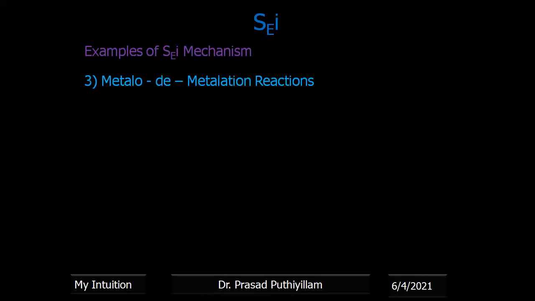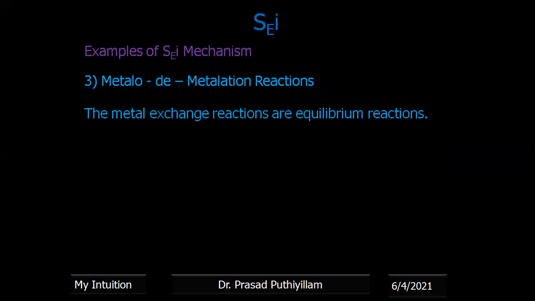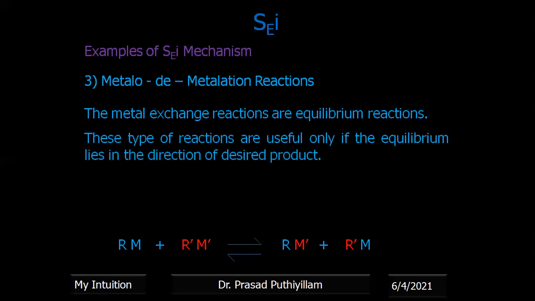The third one is the metallo-demethylation reaction. These are metal exchange reactions in equilibrium. For example, an alkyl group connected to a metal, R M, in the presence of another alkyl group connected to another metal, that is R' M', is represented. It is in equilibrium, therefore I drew the equilibrium arrowhead there. So exchange takes place: the M' becomes attached to the initial R, and the R' combines with the M metal. These types of reactions are useful only if the equilibrium lies in the direction of the desired product.